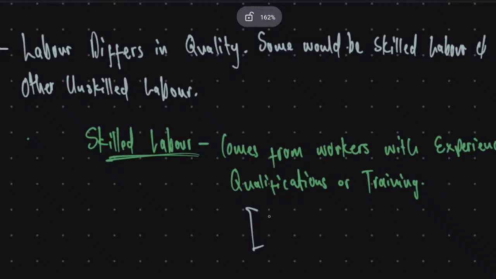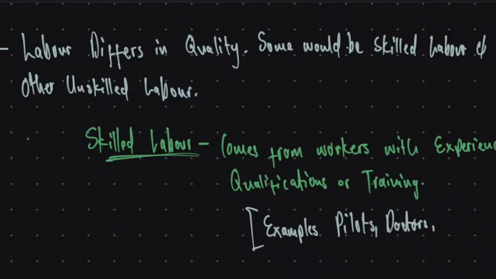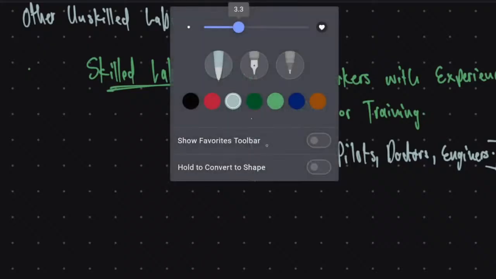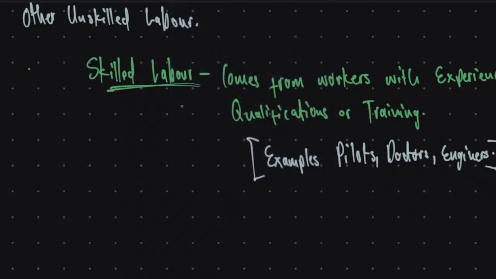Let's put examples of people with skilled labor who have gone through training or qualifications. People who go through training: pilots, doctors, engineers. All these represent skilled labor, high quality labor. Now, unskilled labor is just a different quality of labor. Are we together?